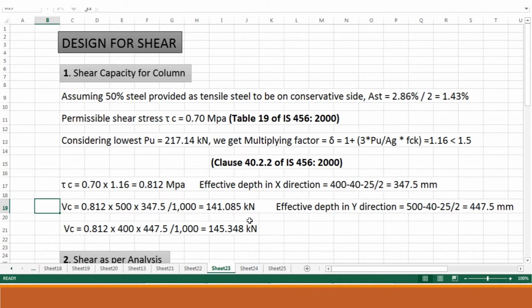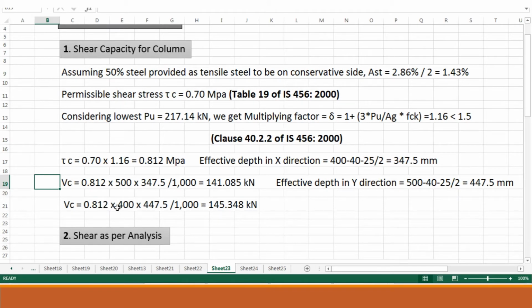Now when we are calculating the effective depth in Y direction, this value would be 500 minus 40 minus 25 divided by 2. Now this value is 447.5 millimeters. Thereby VC is 0.812 into 400 into 447.5 divided by 1000. Now this value is 145.345.